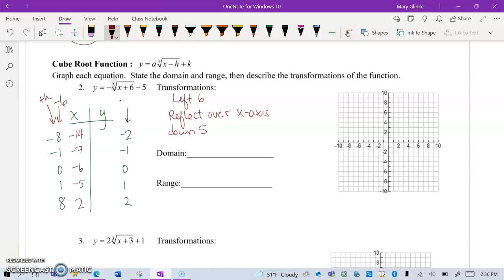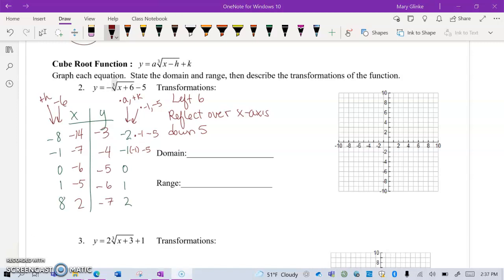To your y values, you're always going to multiply by a and then add k. So for these ones, you're going to multiply by -1 and then subtract 5. So if you want to write out each of these, then you can. Otherwise, you can start just doing them in your head. So -2 times -1 minus 5 is -3. -1 times -1 minus 5 should be -4. 0 times -1 minus 5 is -5. 1 times -1 minus 5 is -6, and then -7 after that.